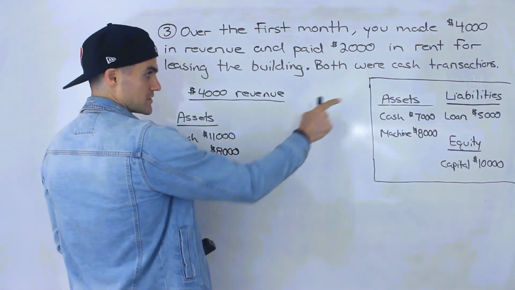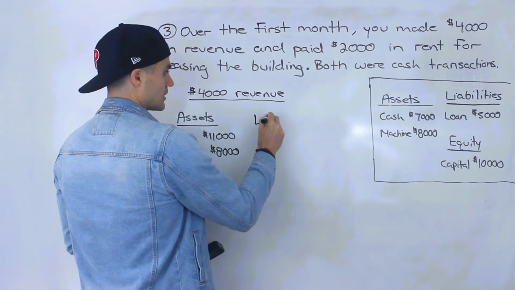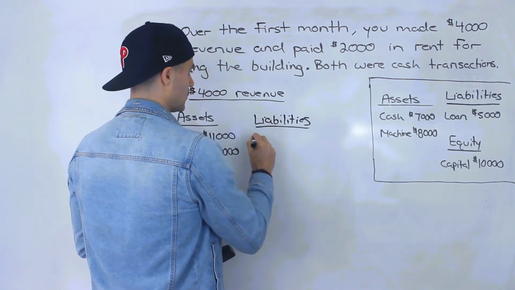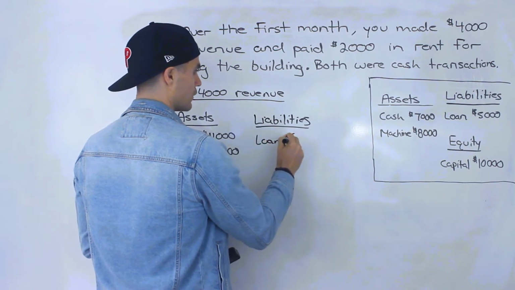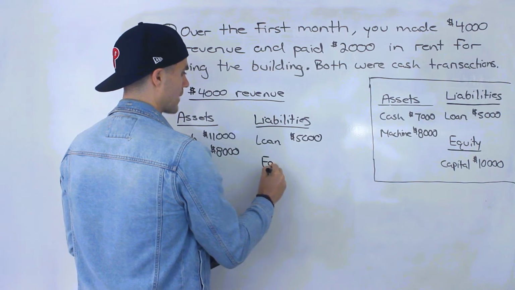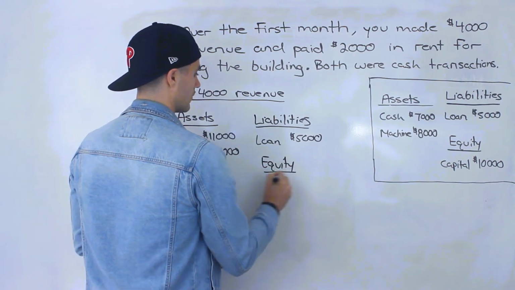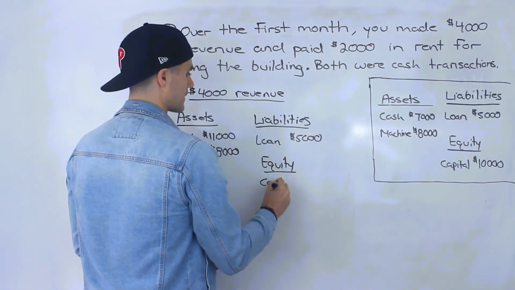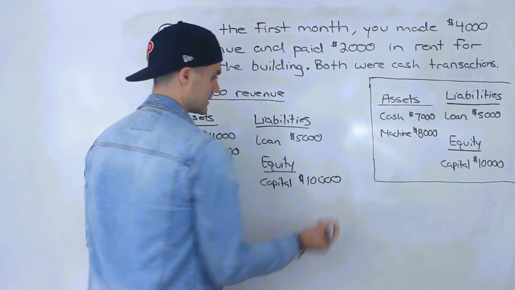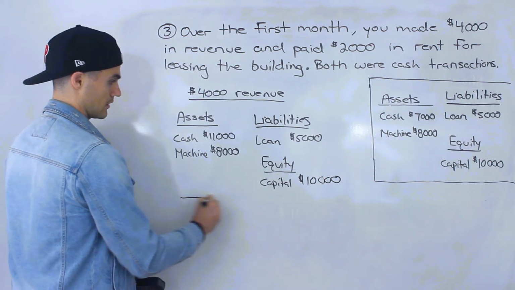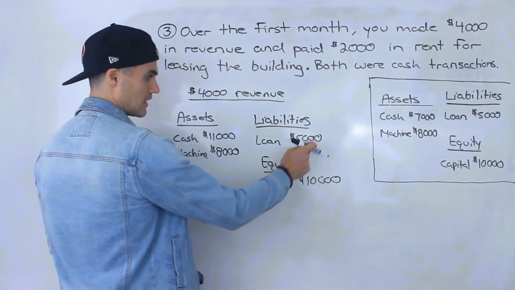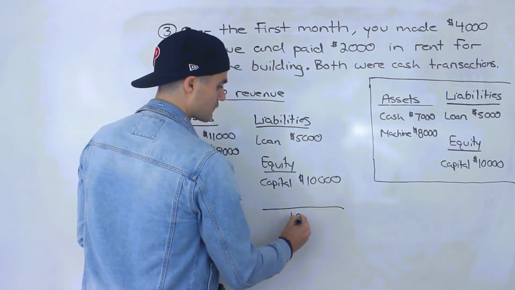And what's going to happen to this right side of the balance sheet? Let's just write out what we have so far. We got a loan of $5,000, and then we got our capital of $10,000. Notice right now that this balance sheet, it's not balancing, because on this left side here, if we total the numbers, we'll have 19,000. If we total the numbers here, we got 15,000.